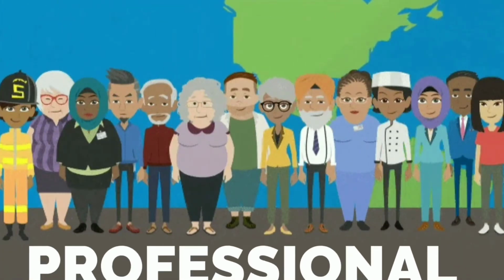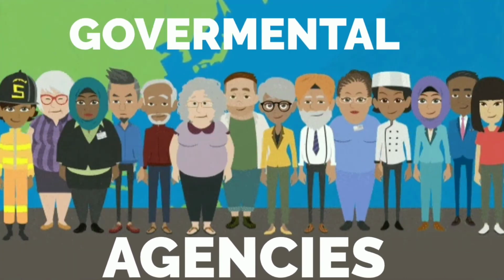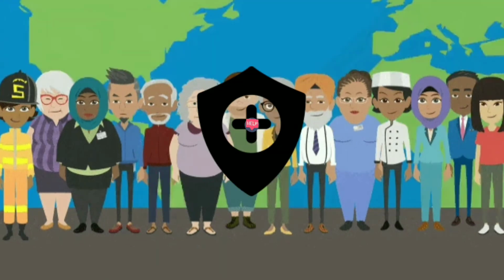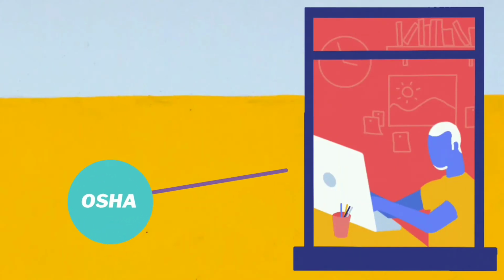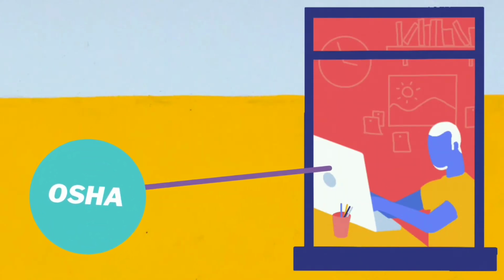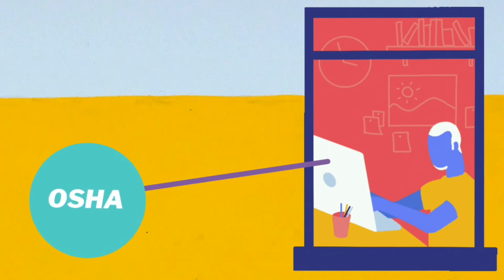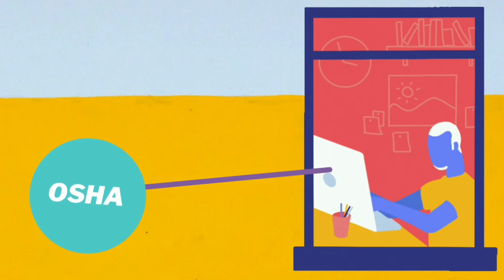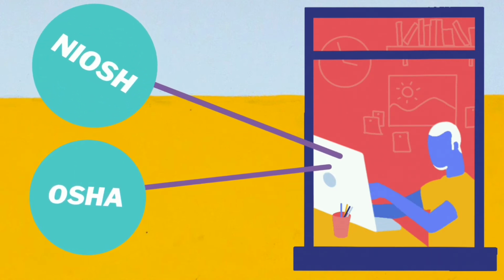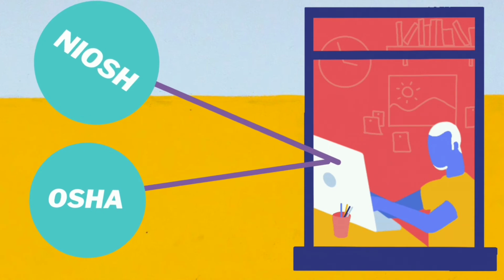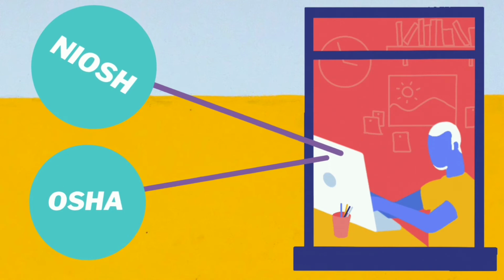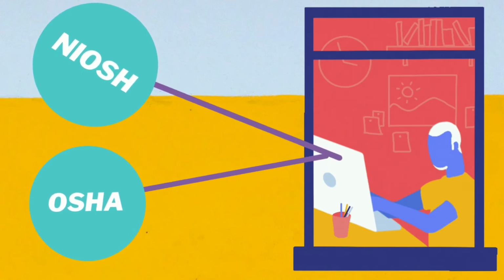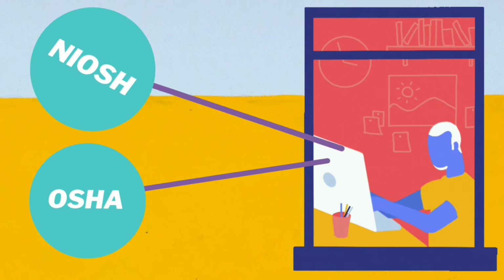There are professional associations and governmental agencies that will help you to prevent and eliminate hazards and risks. First is the Occupational Safety and Health Administration, which originally had federal visitorial powers to inspect and examine workplaces. Next is the National Institute for Occupational Safety and Health, which is responsible for conducting research and making recommendations for the prevention of work-related injury and illness.